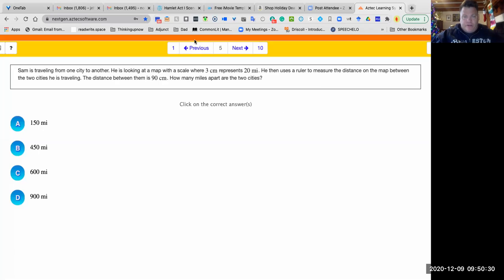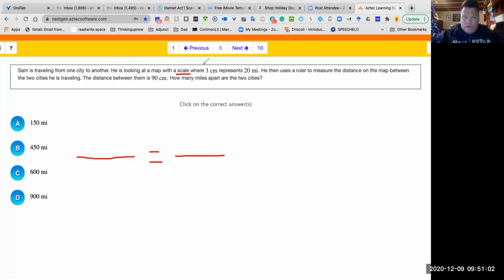Okay, we have a question that does not have fractions in it, but we're going to use fractions and variables, letters to answer this question. So Sam's going from one city to another, looking on a map, sees a scale, that's our magic word, where 3 centimeters represents 20 miles, and uses a ruler to measure, and on the map, the distance is 90 centimeters, how many miles? This is where we want to use fractions, and here's why.